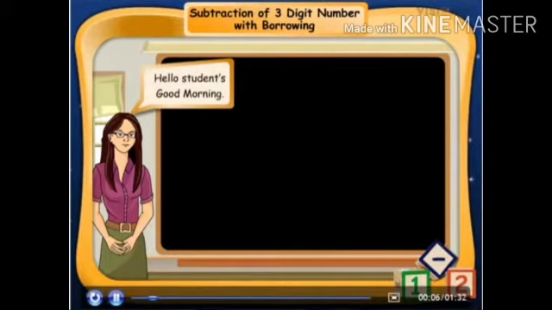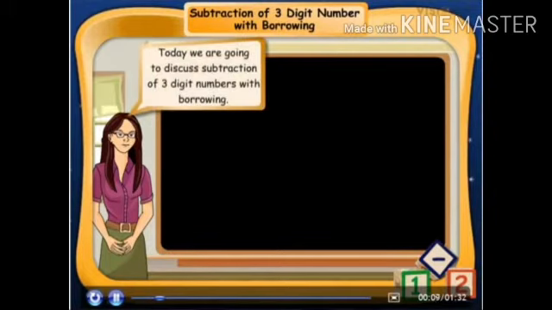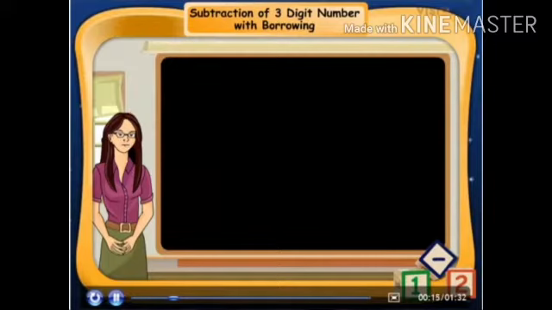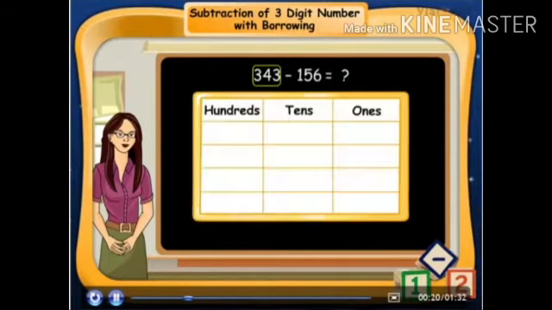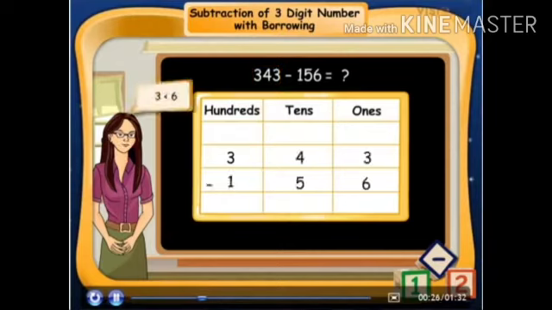Subtraction of 3-digit numbers with borrowing. Hello students, good morning. Today we are going to discuss subtraction of 3-digit numbers with borrowing. Now look at the numbers 343 and 156. Place them in a place value table. Here, 3 units is less than 6 units. So, we borrow from tens so that the digit in the tens place is reduced by 1 and the digit in the units place is increased by 10 and becomes 13. So, 13 minus 6 is equal to 7.